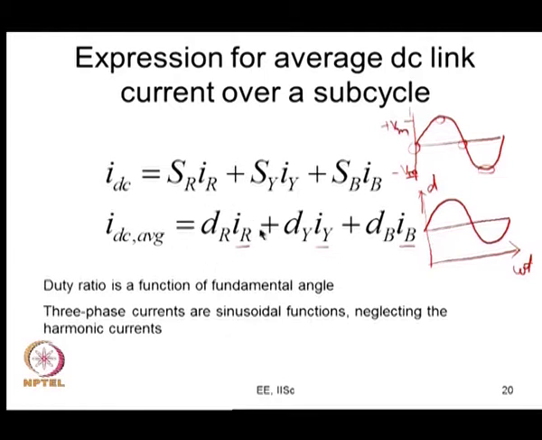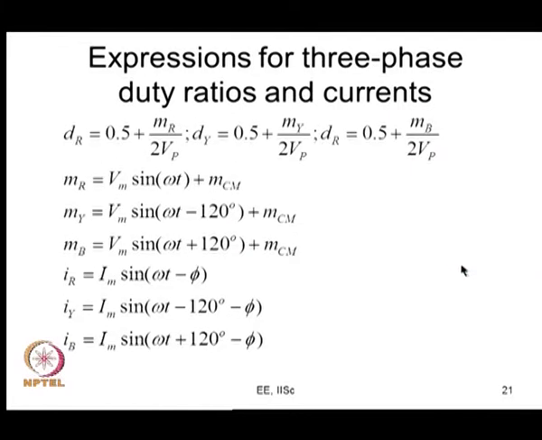Anyway, this equation takes you one step closer to that, because of your dR, dY and dB. From now we can see IR, IY, IB can be easily written. We can see how to write dR, dY, dB, though I have already indicated it here in this figure. Now, I am just going to write it mathematically.